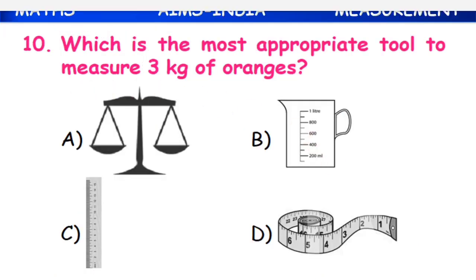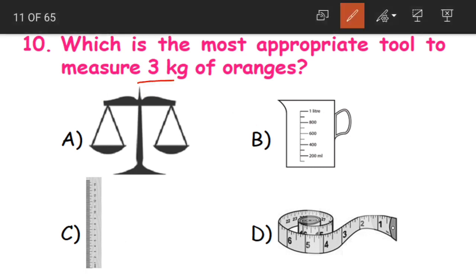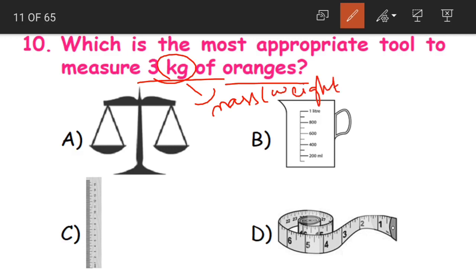Now next, question 10. Which is the most appropriate tool to measure 3 kgs of oranges? Now if you remember, we have to measure the 3 kgs of oranges. Kgs means we are measuring the mass, that is nothing but the weight of the objects. Now what is the tool that is used to measure the weight of the objects, children? It is a balance. A simple balance or a pan balance or a weighing machine.